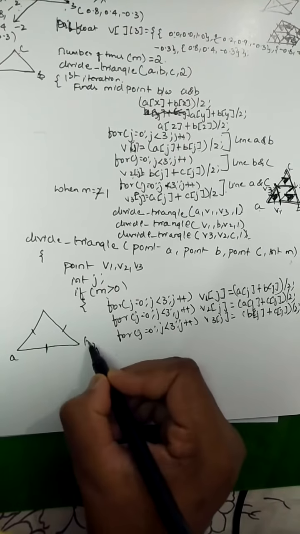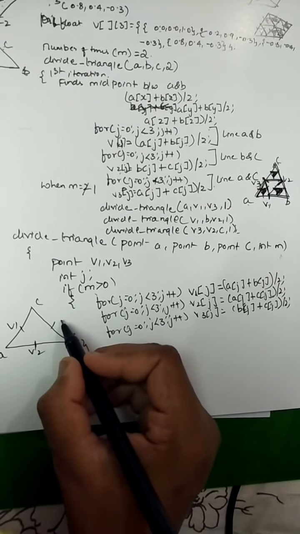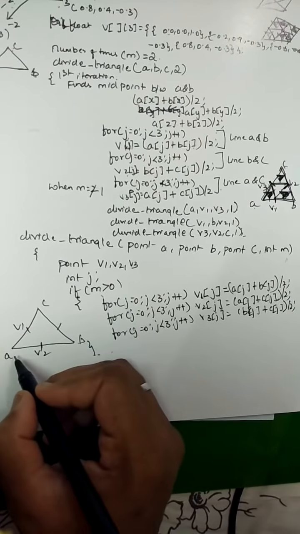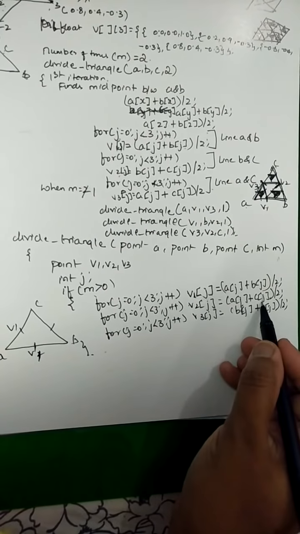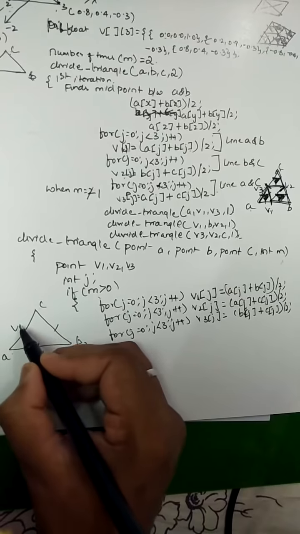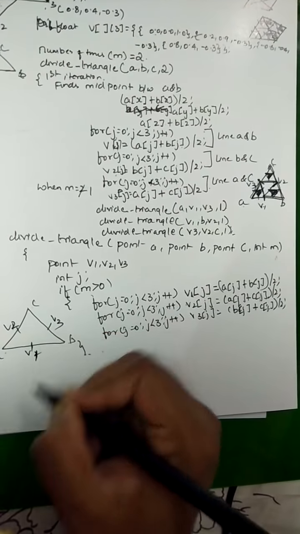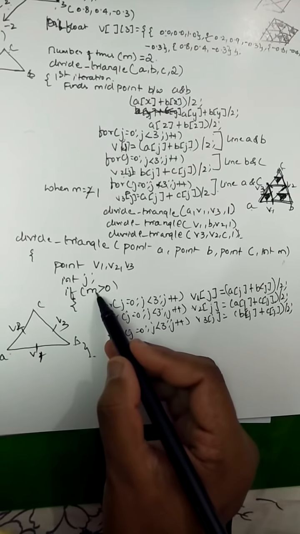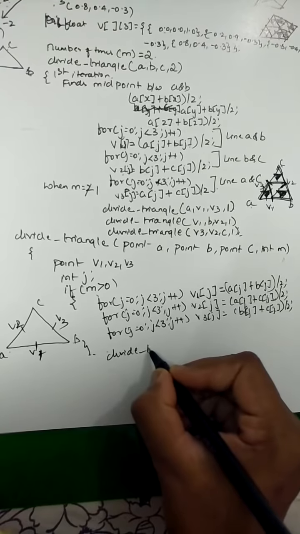Midpoints of ABC, correct? Calling it as v1, v2, v3. A and B is v1. This is v1. A and C is v2. B and C is v3. So this is v3. If it has not become 0, yes, I have to call the divide triangle again.